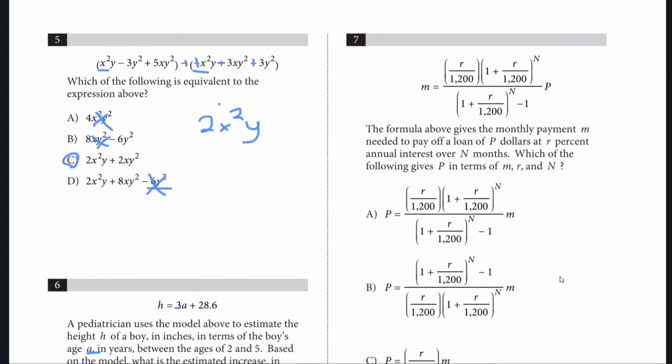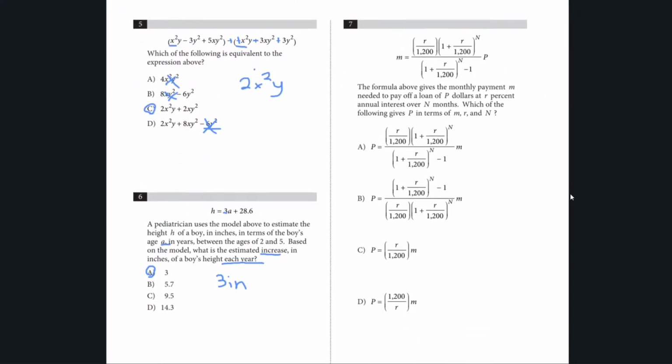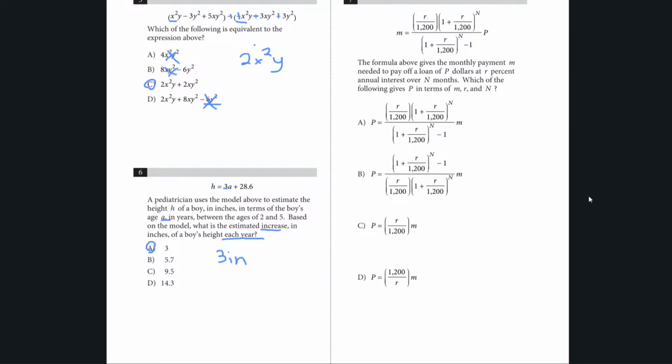Okay, 7 looks like a little bit of a doozy. Very big formula. The formula above gives the monthly payment M needed to pay off a loan of P dollars at R% annual interest over N months. Which of the following gives P in terms of M, R, and N?